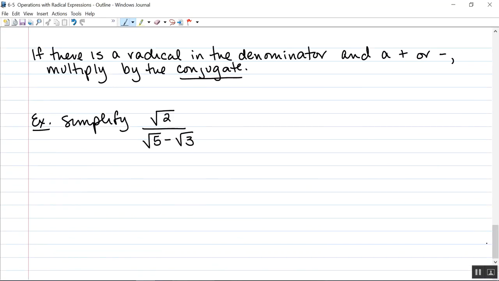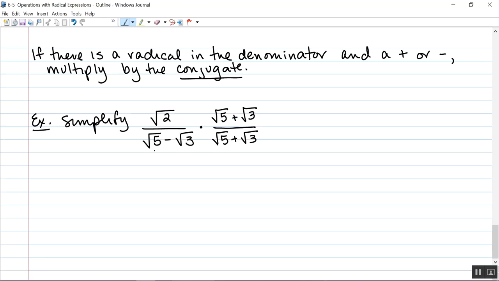You'll also recall from Algebra 1 that if there's a radical in the denominator and a plus or a minus, so not just a radical there, but could be an integer added or subtracted to a radical, or in this case, two radicals, we need to multiply by the conjugate, which is the same two terms that are in the denominator, but with the opposite sign between them. So in this case, the conjugate is going to be the square root of 5 plus 3. I'm sorry, square root of 5 plus the square root of 3.